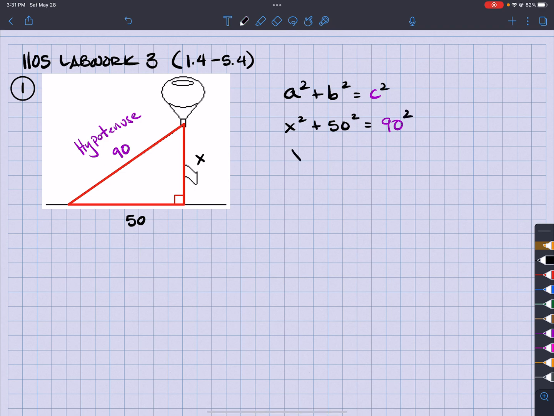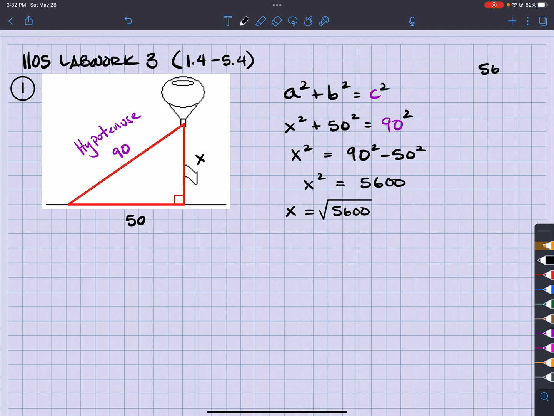All right, so my x squared here is going to equal this 90 squared minus this 50 squared. And 90 squared minus 50 squared is going to give me 5,600. So when I take the square root of both sides, x is going to equal the square root of 5,600. And what I need to do is break down that 5,600 so that I can get the exact answer. So 5,600, you can do this as a factor tree, or you can do it this way.